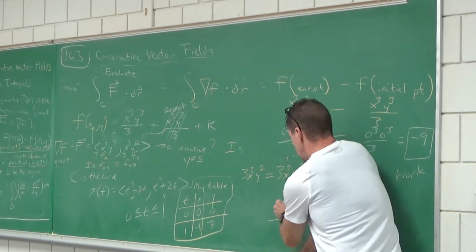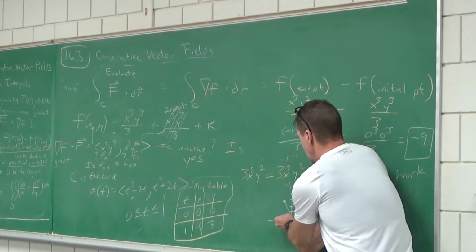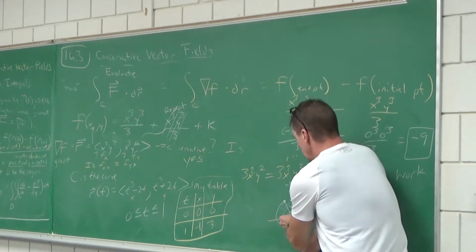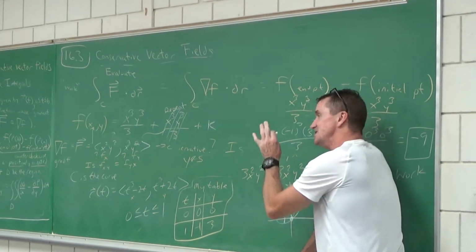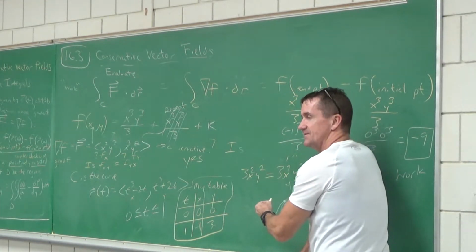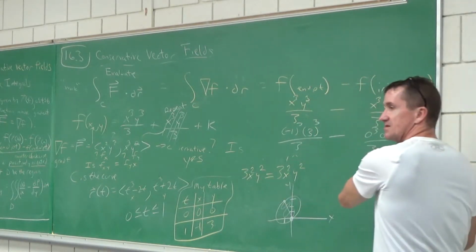It could be a straight line. It could have been a zigzag. It could have been a little loop like that. It could have been a loop like this. Any of these paths you could take, right? And you'd still get the same answer.